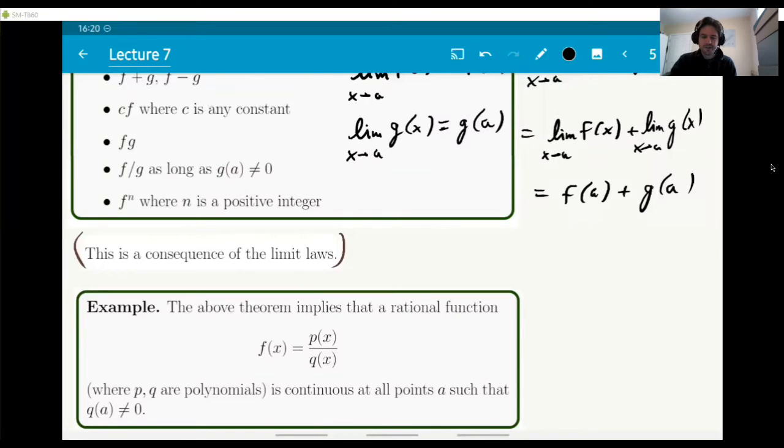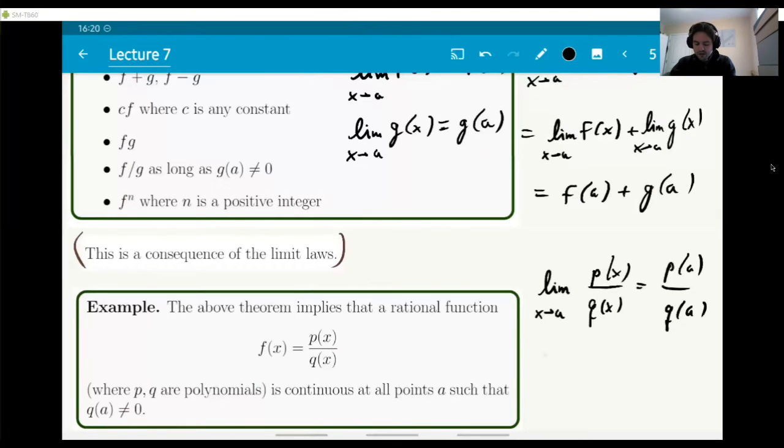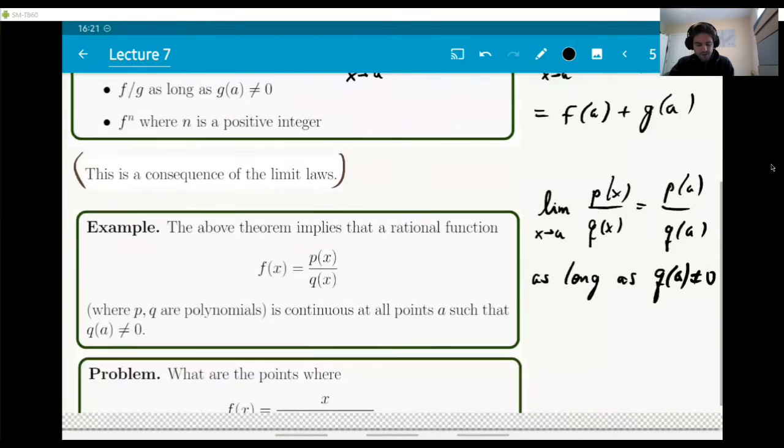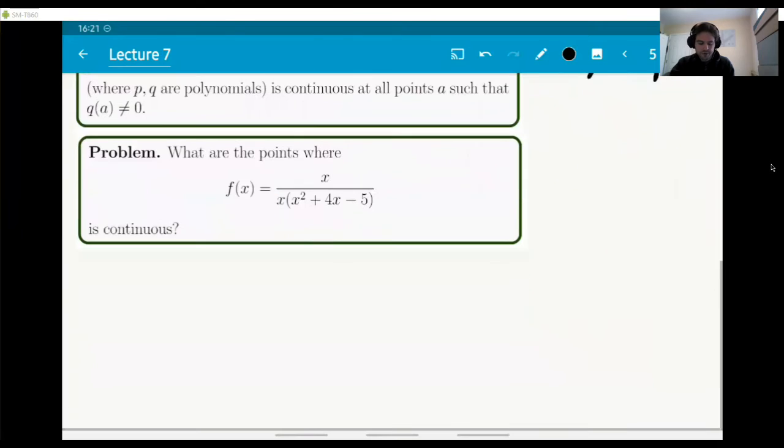It's just we're using different words now, but we already knew that if you're trying to compute a limit of a rational function, it's always okay to plug in the number a as long as what you get in that rational expression is well defined, which means the denominator is not 0. We already knew this, right? That's essentially what we are using in this. So here is a quick problem about this. What are the points where this function is continuous?